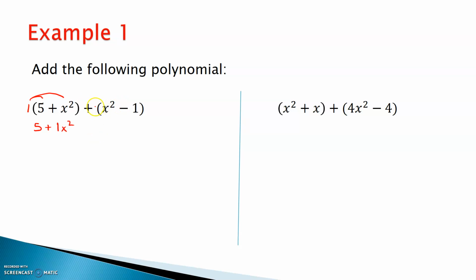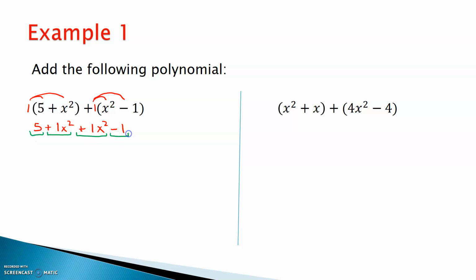Same thing, let me get rid of these parentheses. Let me throw in a 1. 1 times x squared is positive 1x squared. Don't just leave it as x squared. Make sure you're careful with your signs. And then what's 1 times negative 1? Negative 1. Okay. Now I have this very large polynomial.